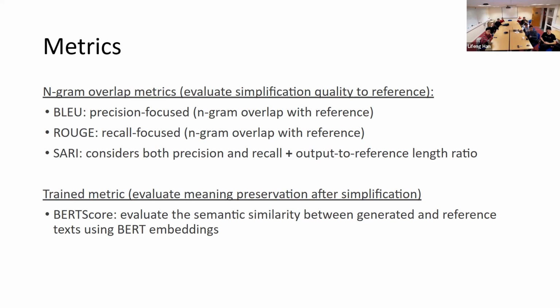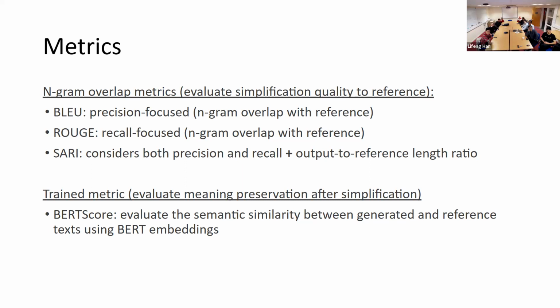BLEU is precision focused, so it measures the n-gram overlap with the reference. And ROUGE also does the same, but is recall focused. And then SARI, which is a metric that has been imposed by PLABA 2023, considers both precision and recall, and also on top of that, the output to reference length ratio.